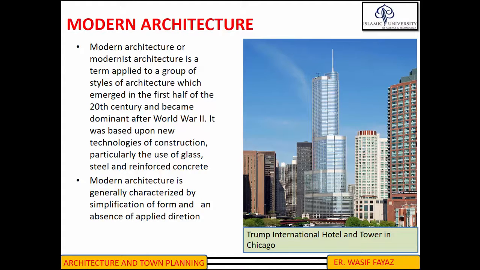Modern architecture started in Europe and the United States around the 1900s, and at the end of the 19th century, skyscrapers began to appear in the United States because of the shortage of land as well as the high cost of real estate. This is the Trump International Tower in Chicago, which is an example of modern architecture.